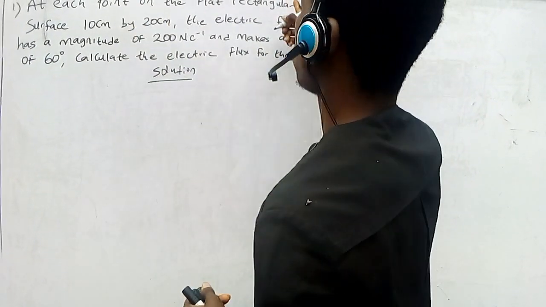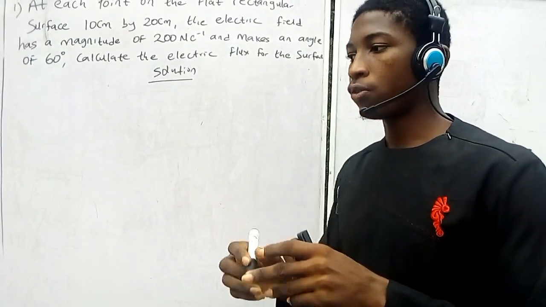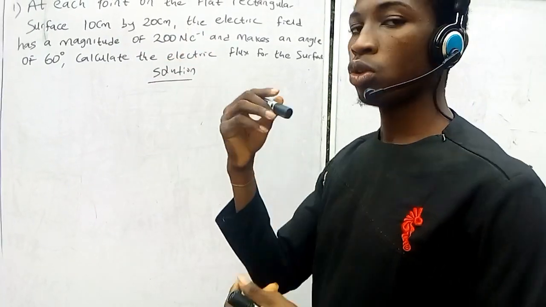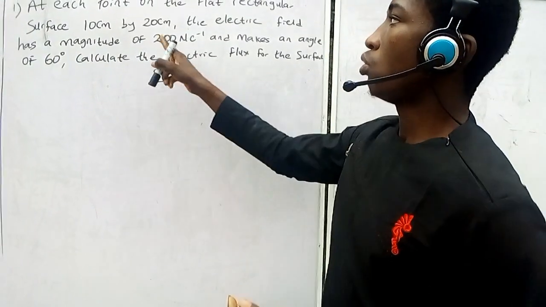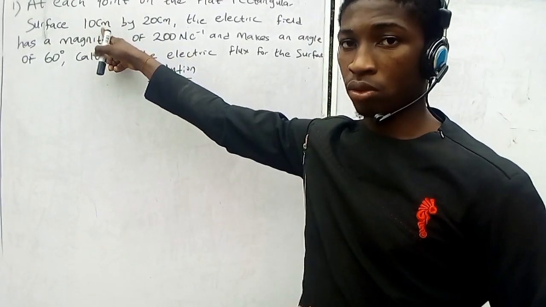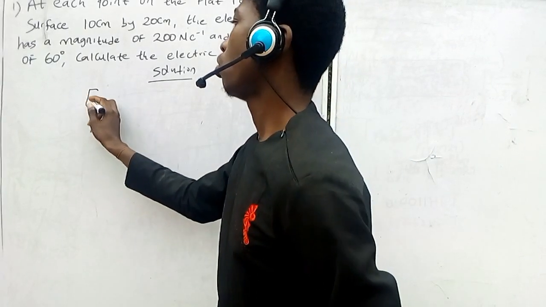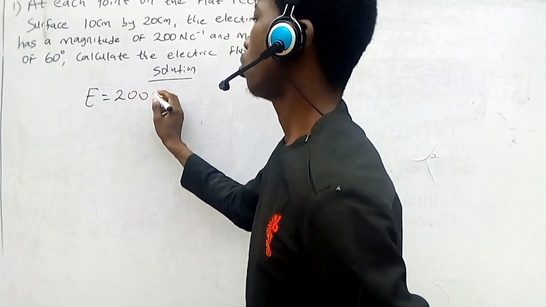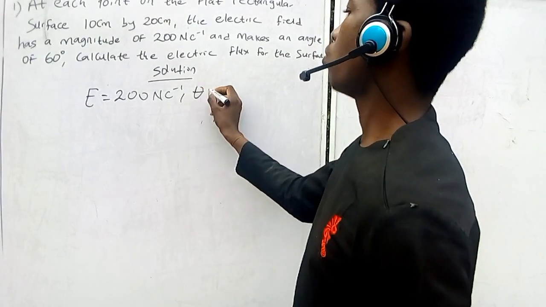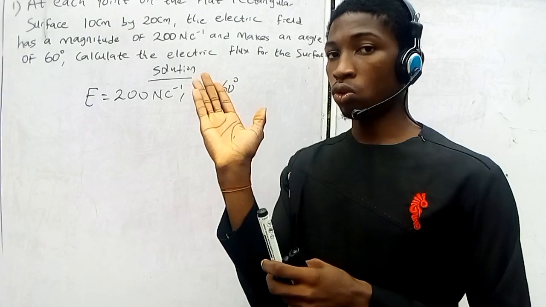At each point on a flat rectangular surface, they're giving us the shape of that surface area: 10 cm by 20 cm. Obviously, in a rectangle, 20 cm will be the length because it's the bigger one, and 10 cm will be the breadth. The electric field has a magnitude of 200 Newton per coulomb and makes an angle of 60 degrees. Now, this surface area makes an angle of 60 degrees.